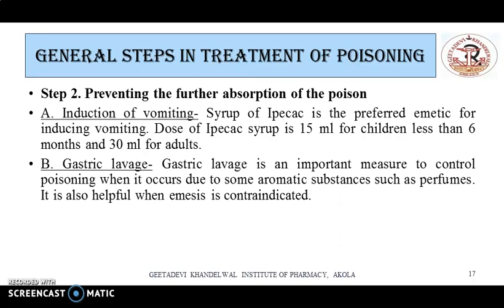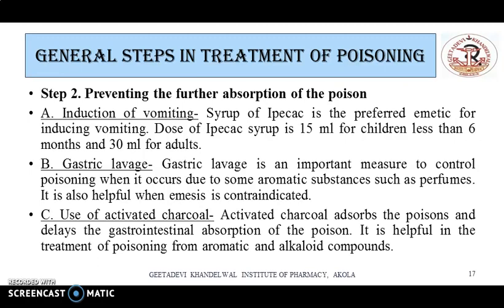Then second, gastric lavage. Gastric lavage is an important measure to control poisoning when it occurs due to some aromatic substances such as perfumes. It is also helpful when emesis is contraindicated. Then third is the use of activated charcoal. This is the mechanical antidote. Activated charcoal adsorbs the poisons and delays the gastrointestinal absorption of the poison. It is helpful in the treatment of poisoning from aromatic and alkaloidal compounds.